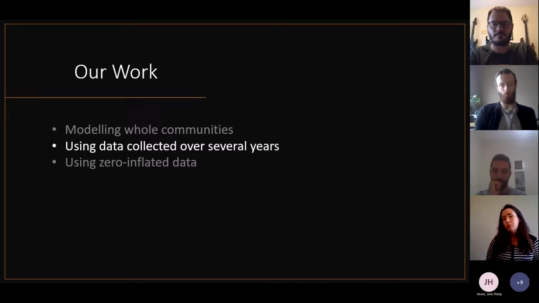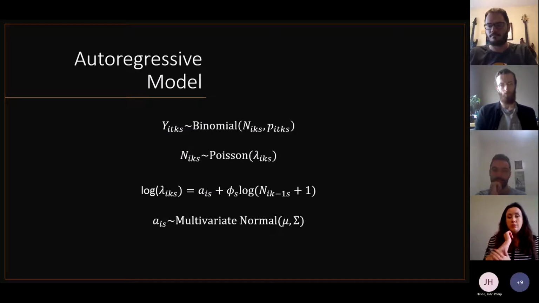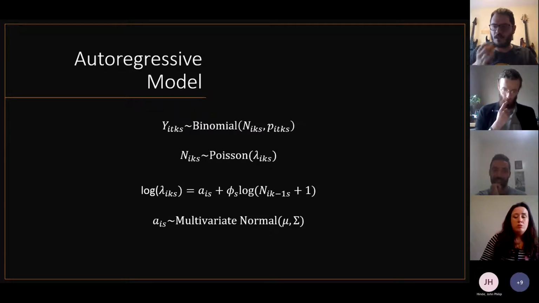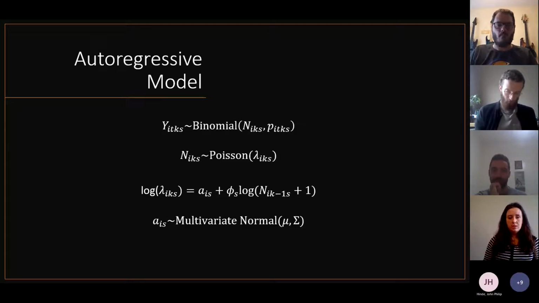We wanted to work with data that was collected over several years. So we started working on an autoregressive model, which is this one here. You'll see that in our observed and actual abundances, we have another subscript again. K represents the time that the data was collected. In our case, we wanted to work with data that was collected annually for several years, so we call K the year that the data was collected.